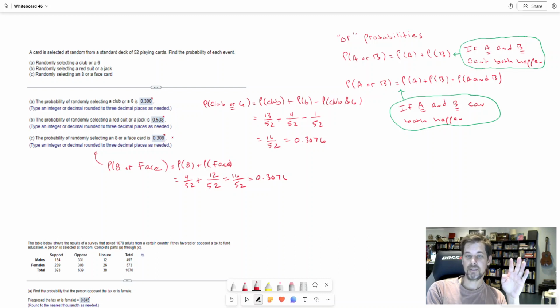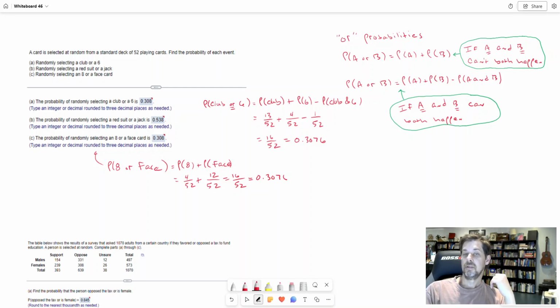It's just a coincidence that the answer to part A and C are the same. But you see the difference. I got my formulas. I have to decide, those events they give me, can they both happen? If so, I use the second formula. Or if they can't both happen, I use that first one.